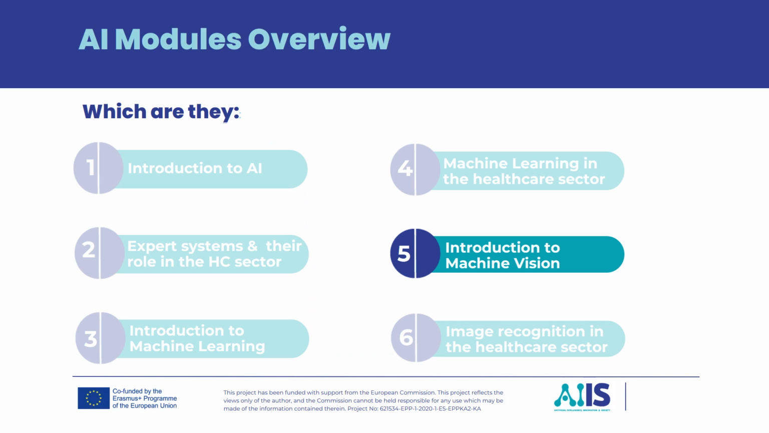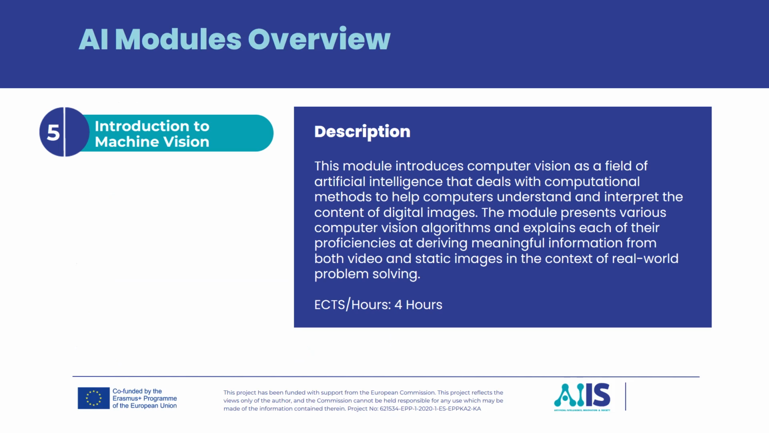Our next AI module is Introduction to Machine Vision. This module introduces computer vision as a field of AI that deals with computational methods to help computers understand and interpret the content of digital images. The module presents various computer vision algorithms and explains each of their proficiencies at deriving meaningful information from both video and static images in the context of real-world problem solving.